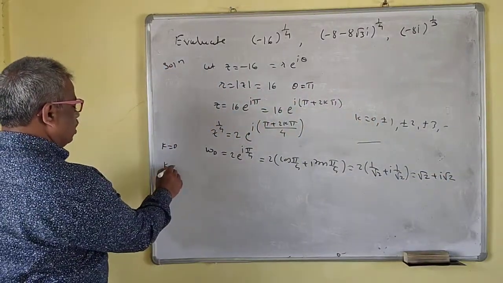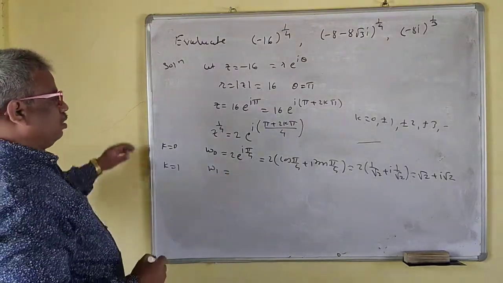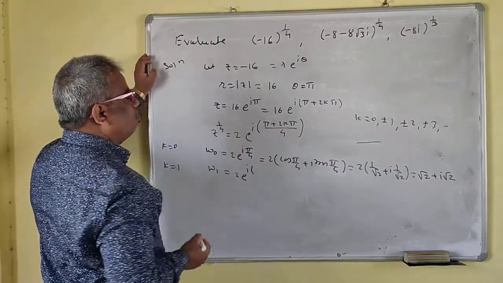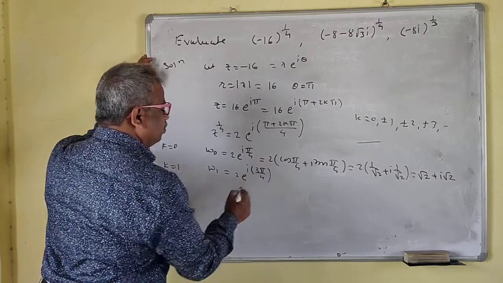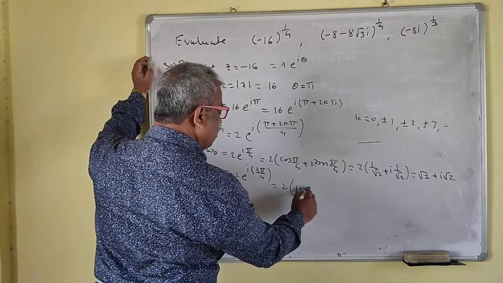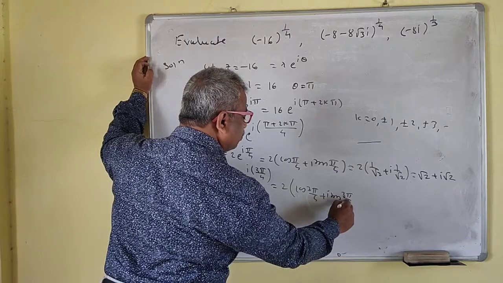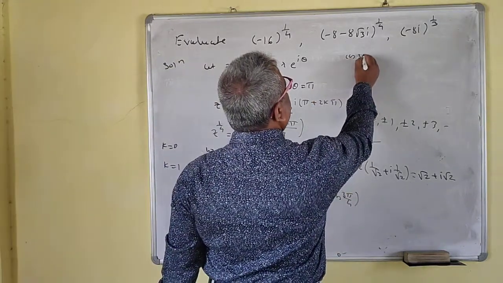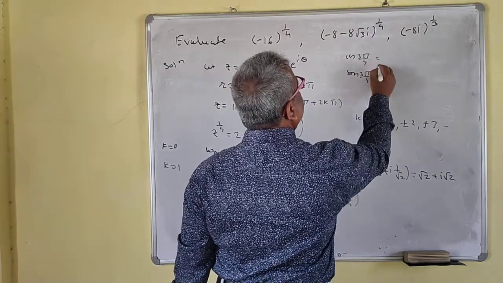So k is equal to 1, then this will be omega 1. So 2 e raised to i, with k is equal to 1, then this is 3 pi by 4. So this is 2 into cos 3 pi by 4 plus i sin 3 pi by 4. Now we'll find the value of cos 3 pi by 4 and sin 3 pi by 4.